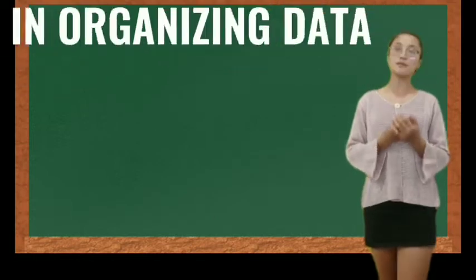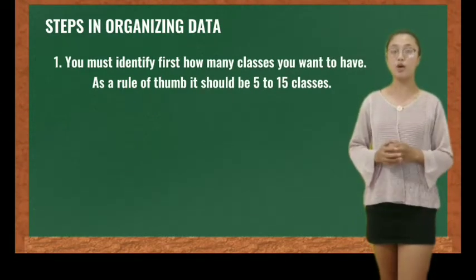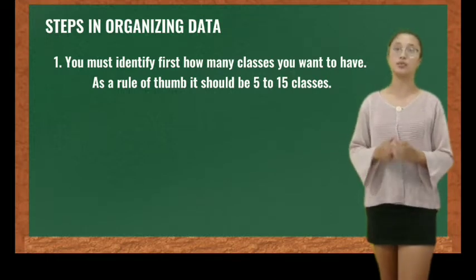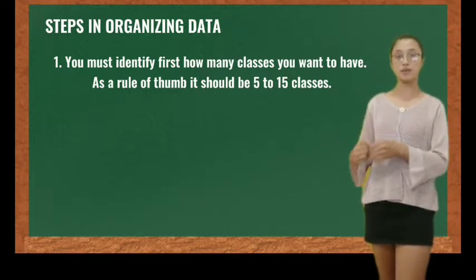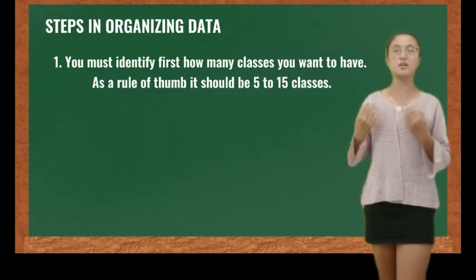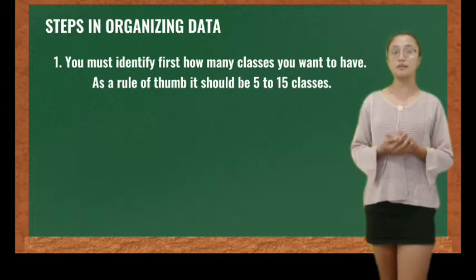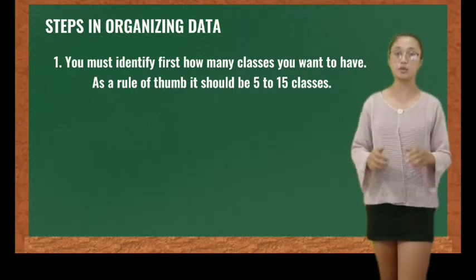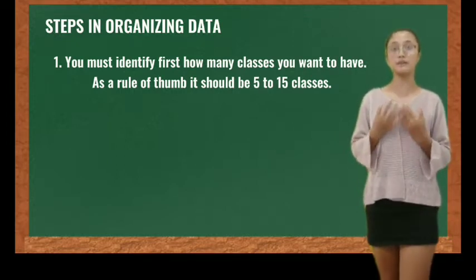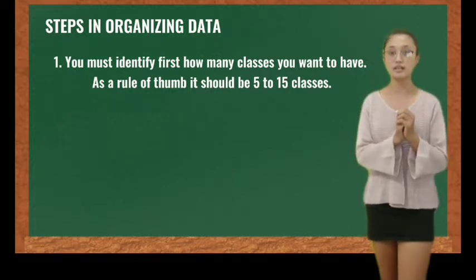In terms of steps, you first need to identify how many classes you want to have. As a rule of thumb, it should be 5 to 15 classes. Why is this? If you have fewer than 5 classes, you run the risk of losing important insight from your data. If it is more than 15, the data may not be sufficiently summarized.